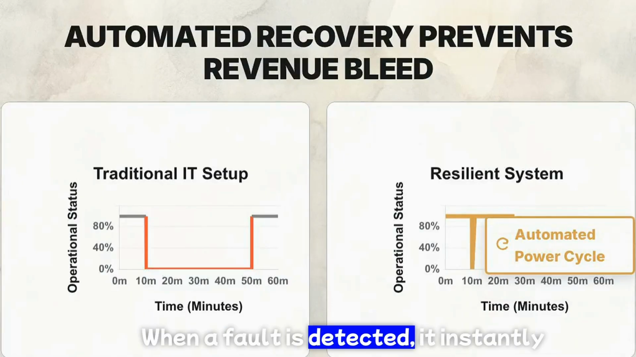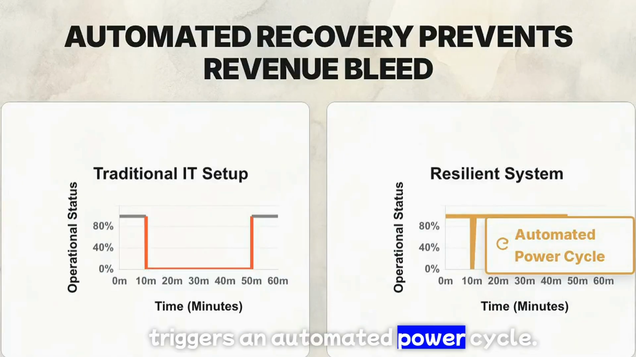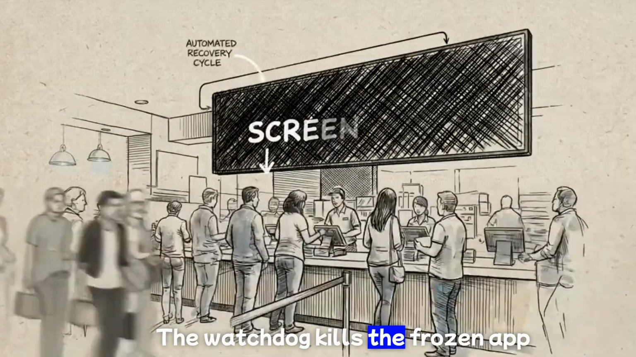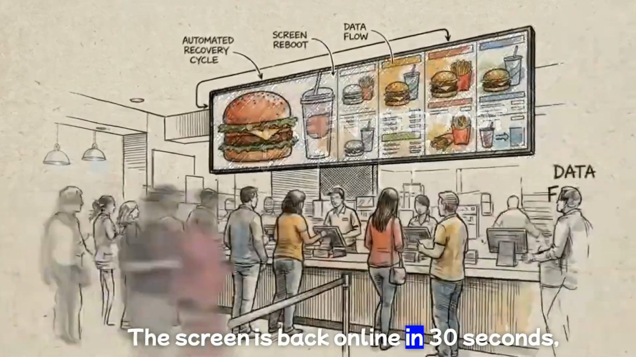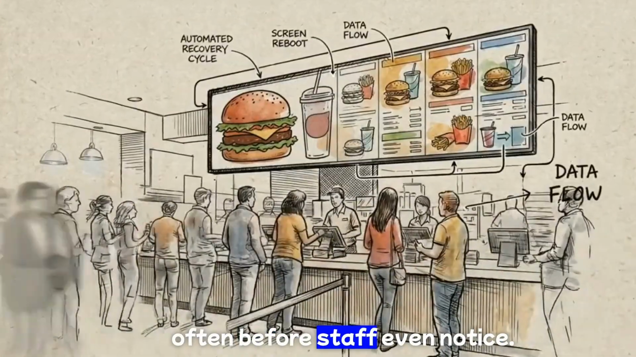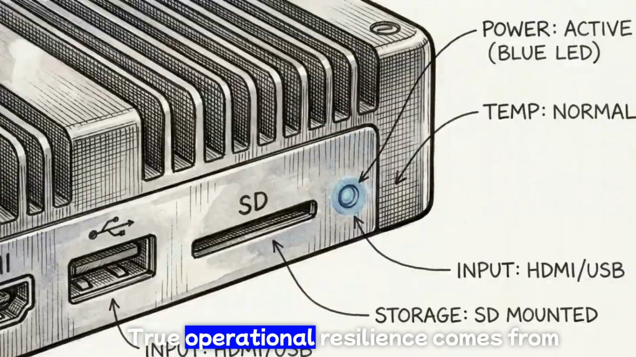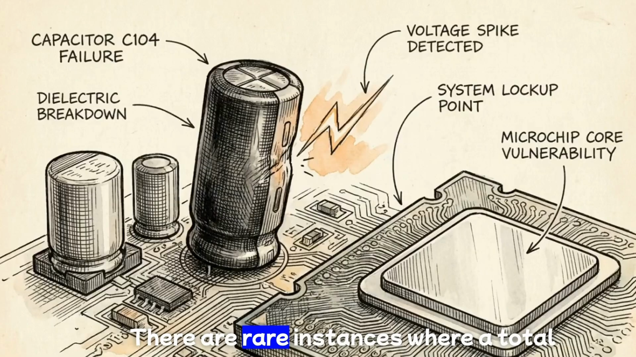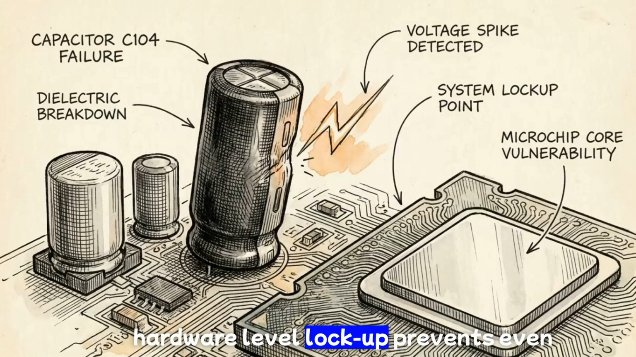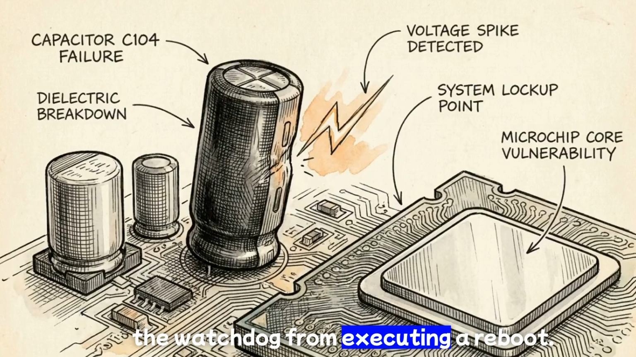When a fault is detected, it instantly triggers an automated power cycle. The Watchdog kills the frozen application and restarts it automatically. The screen is back online in 30 seconds, often before staff even notice. True operational resilience comes from this kind of automated self-healing. There are rare instances where a total hardware-level lockup prevents even the Watchdog from executing a reboot.